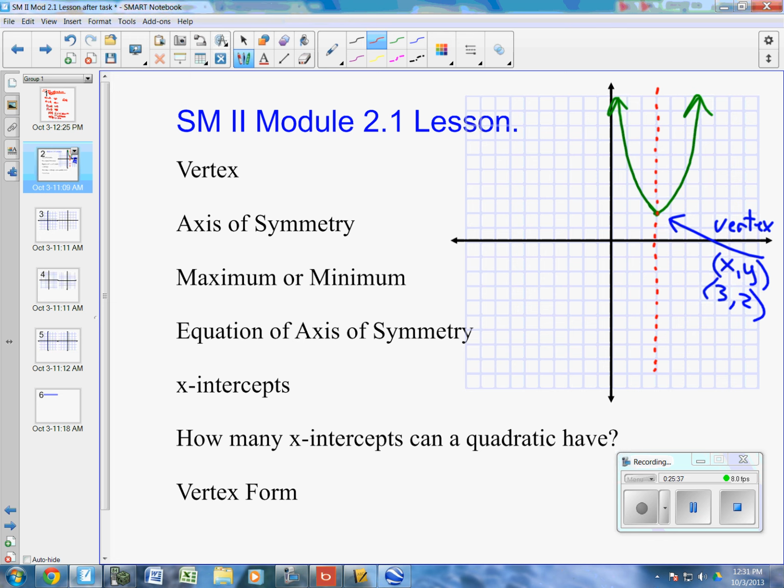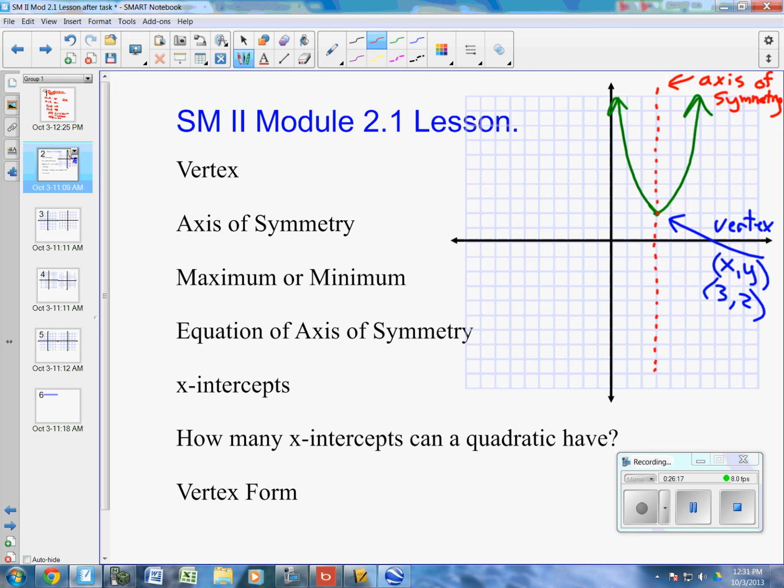Why do we call it an axis of symmetry? Yeah, exactly. The right side of this parabola is symmetric to the left side. If this was a piece of paper and we were to fold along that line, the left and right half would match up to each other. Does that make sense? The part on the right would fold over onto the part on the left. They would coincide. Okay? That's called the axis of symmetry.